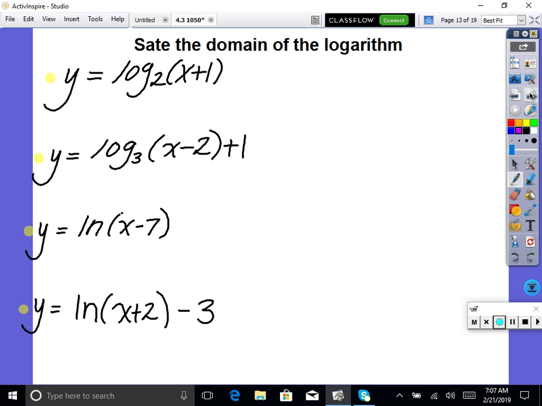Just state the domain of the logarithm. This is going to be part of the homework. This should be the easiest part for us. For a logarithm, what matters is a shift left or right.